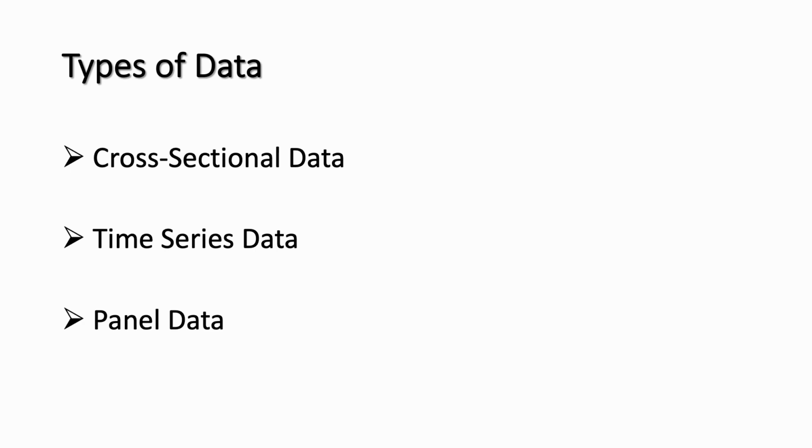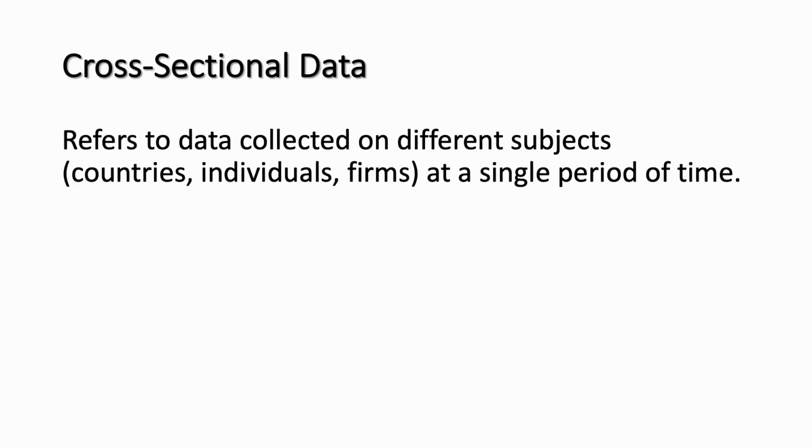Now let's discuss types of data. There are three types that we will look at: cross-sectional data, time series data, and panel data. Cross-sectional data refers to data collected on different subjects at a single period of time. Subjects include countries, individuals, and firms.